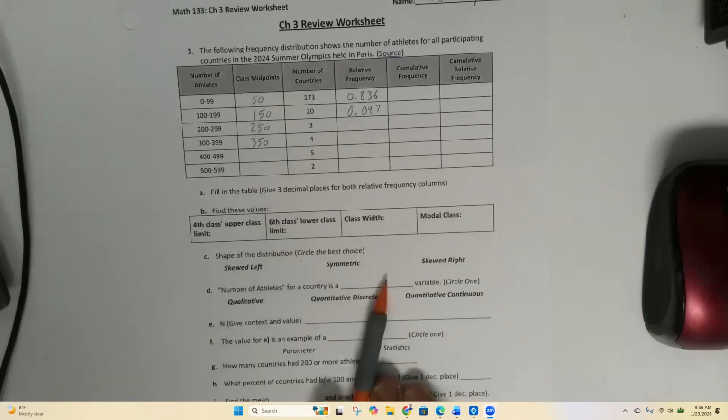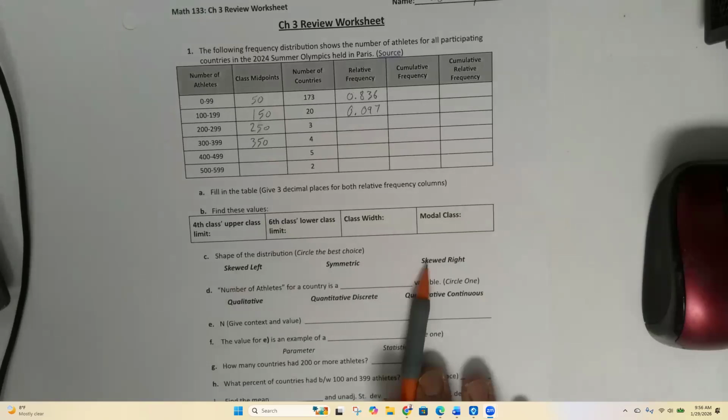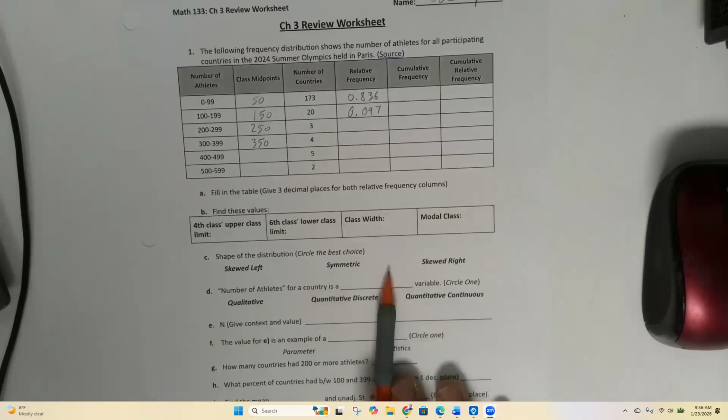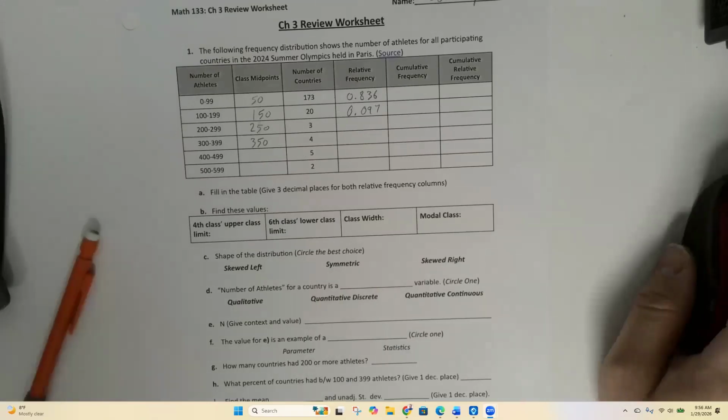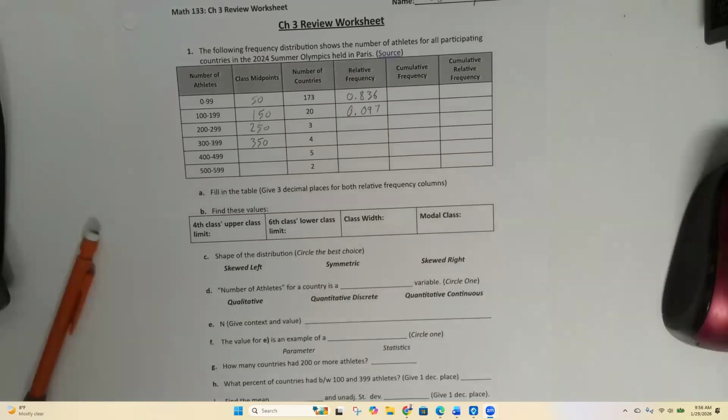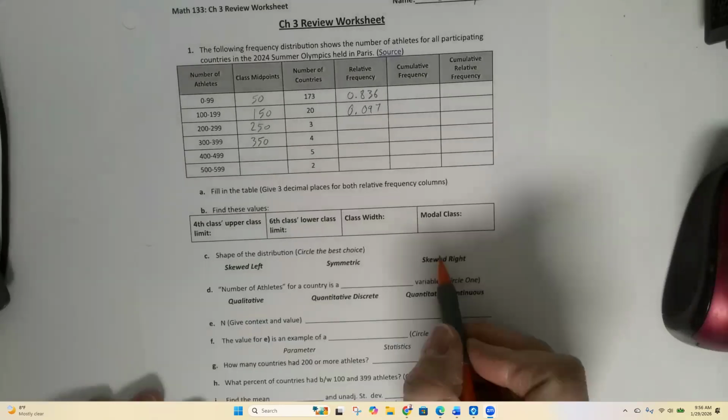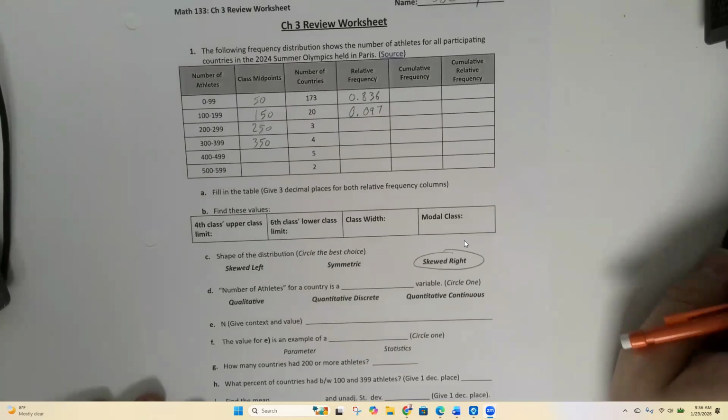Shape of the distribution. Caleb had the chart up a second ago. Is it skew left, skew right, or symmetric? It is skewed right, yes. We have a huge bar for the first one, 173, and then the rest of them tail off. Okay.